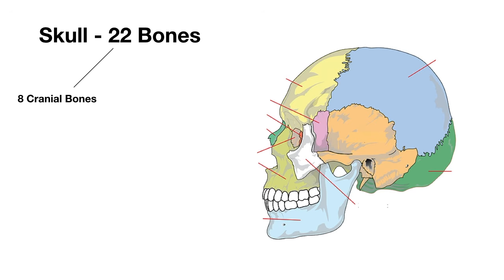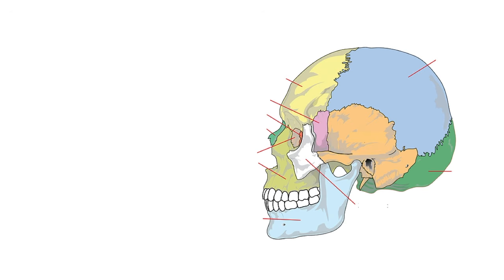8 of those are cranial bones, and the other 14 are facial bones that make up the face. We're going to focus on the 8 cranial bones in this video. These cranial bones make up the cranium, which surrounds and protects the brain. So as mentioned before, there are a total of 8 cranial bones.